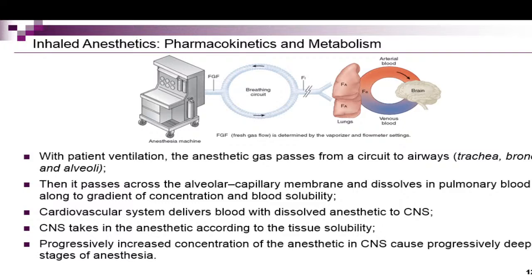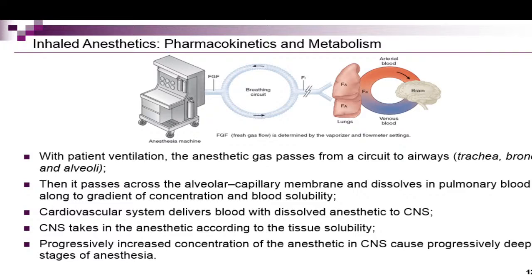For beginning of narcosis, we should intubate the patient, or we can use mask type of narcosis. We can apply a mask on the patient's face and give him gases for inhalation. With patient ventilation, the patient will inhale narcotic gas. The anesthetic gas passes from the respiratory circuit to airways, trachea, bronchi, and alveoli.